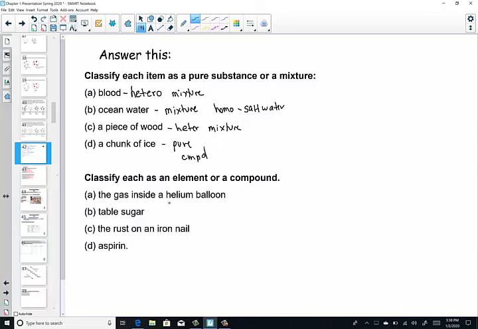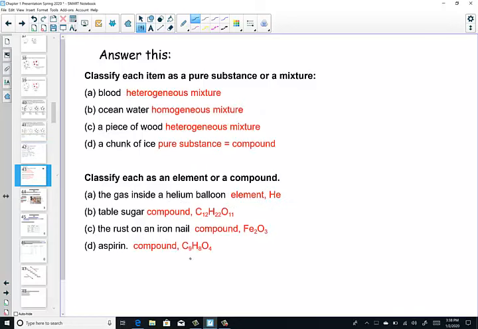The gas inside of a helium balloon, helium is an element. It has an elemental symbol, He. Table sugar is a compound. We're learning it's called sucrose, C12H22O11. The rust on a nail is a compound, again discussed. It has a chemical formula, Fe2O3. An aspirin is also a compound. It is composed of a variety of different elements, carbons, hydrogens, and oxygens to be specific.